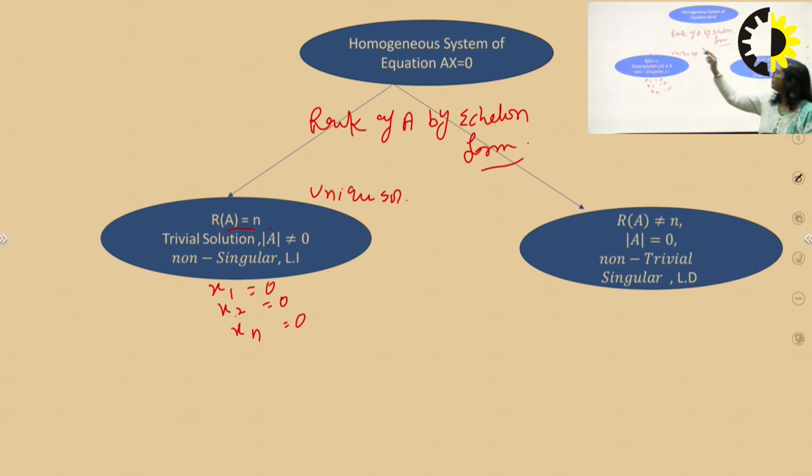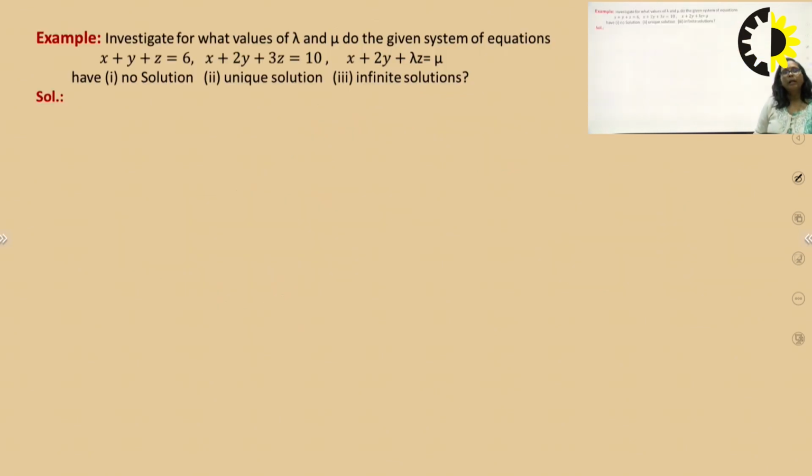And the second case, when the rank of A is not equal to n, this is less than n. Always it should not be greater than n. Rank of A is less than n, or I can say the determinant of A equal to 0. Then we have the non-trivial solution, or I can say the singular solution or the linearly dependent solution. So this is the condition when we are dealing with the homogeneous system of equations. Now we come to the examples directly.